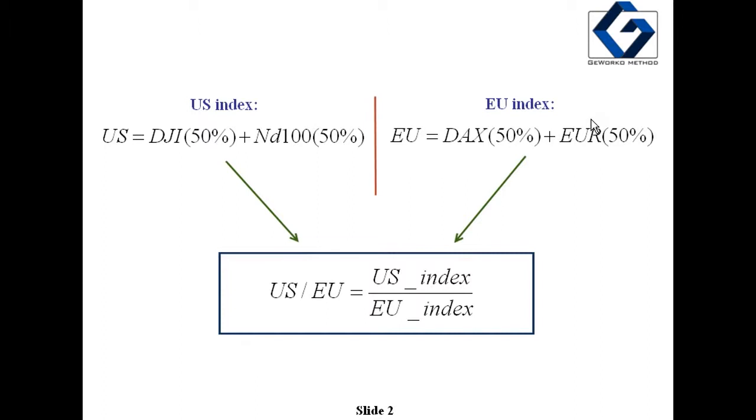The second component of the European index is the cost of the European currency. This component reflects the attractiveness of the European economy to foreign investment.